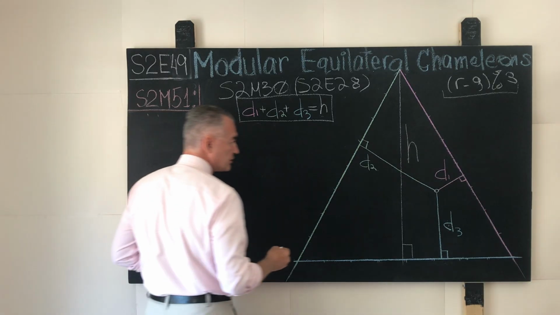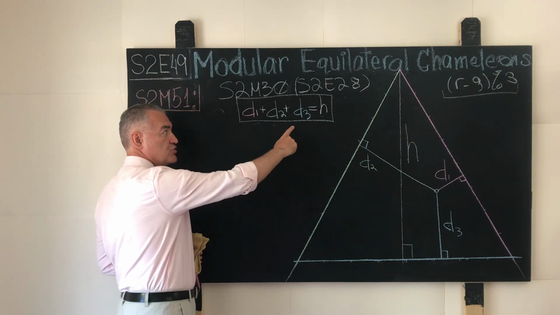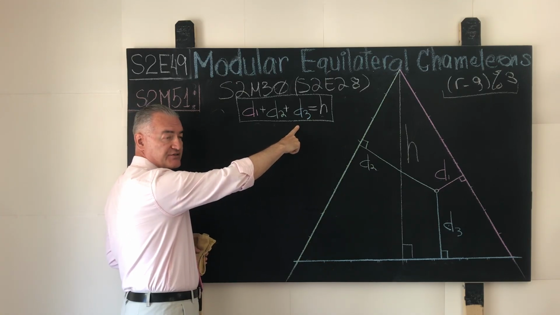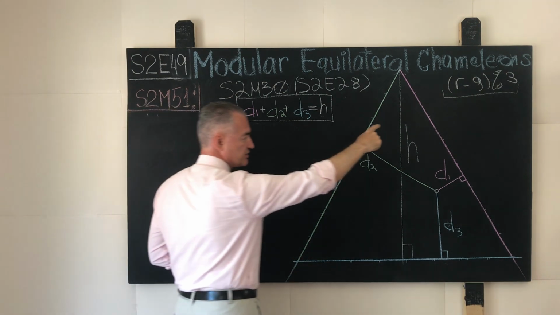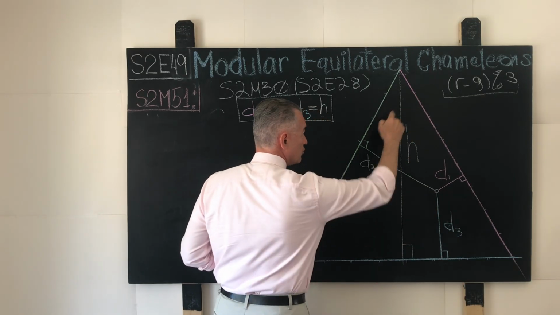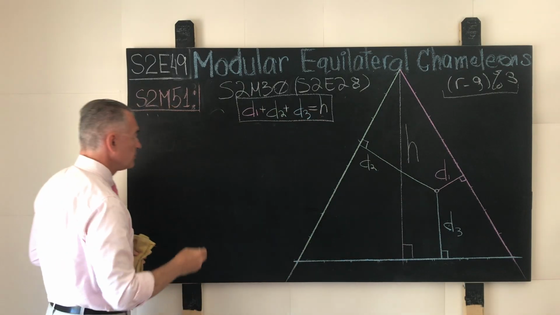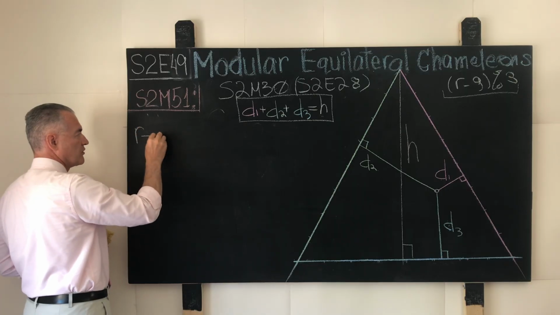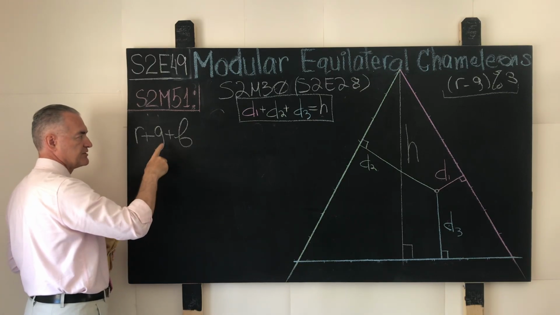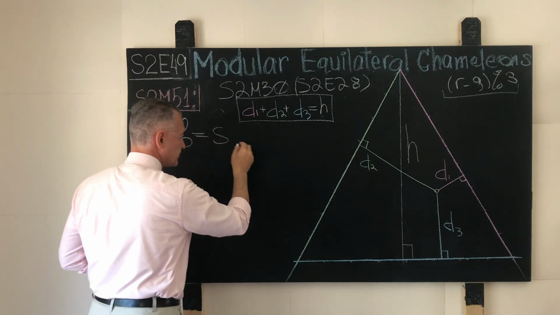So what is an algebraic invariant that is equivalent to our geometric invariant, which is the sum of distances from any point that is interior to an equilateral triangle to the three sides of the triangle? Well, evidently we saw that the sum of the population of our chameleons, the number of the red plus the number of the green plus the number of the blue chameleons, remains constant at all times.